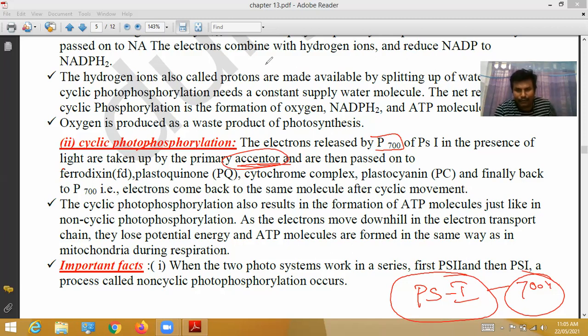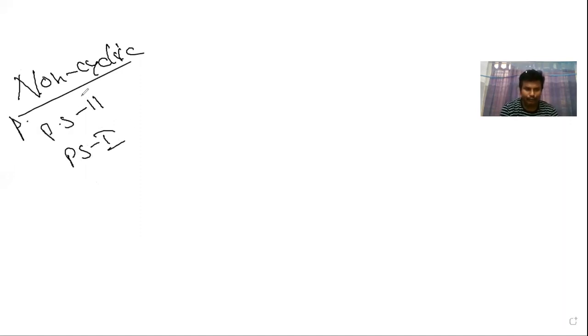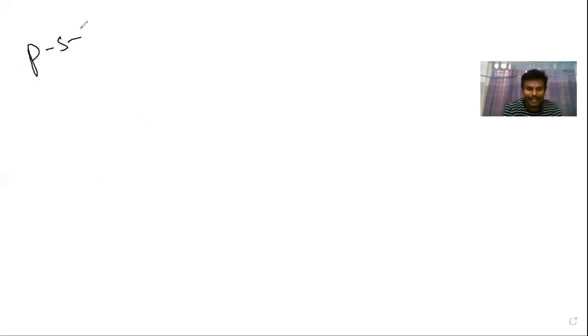Before that, I said cyclic phosphorylation, sorry, non-cyclic phosphorylation. In non-cyclic phosphorylation, both PS2 and PS1 are involved. First PS2, next PS1 is involved. But in cyclic phosphorylation, only PS1 is involved.